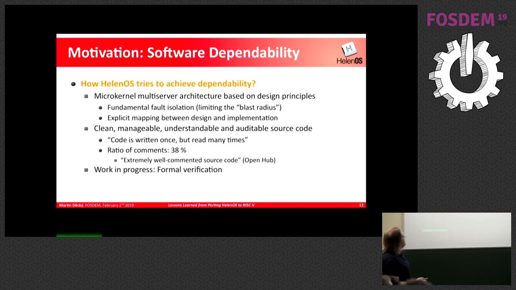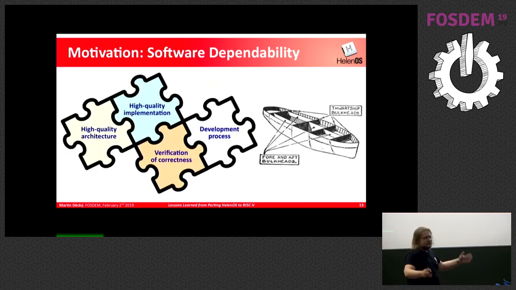We also try to write clean, understandable source code. So our comment ratio is 38%, which is probably nice. I mean, again, these are not very surprising ideas. It's about putting all the software engineering bits and pieces together. So having a good software architecture, having a good implementation, doing the verification, and having a good development process.